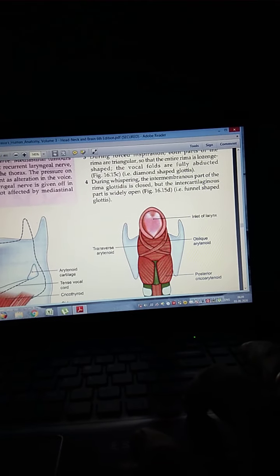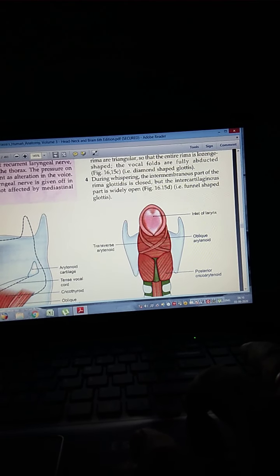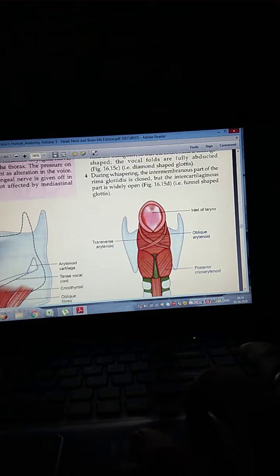Now this is the movement of the vocal cord. During quiet breathing, or in the condition of rest, the membranous part of the rima is triangular. During phonation or speech, the rima glottidis is reduced. During forced inspiration, both parts of the rima are triangular. During whispering, the intermembranous part of the rima glottidis is open.